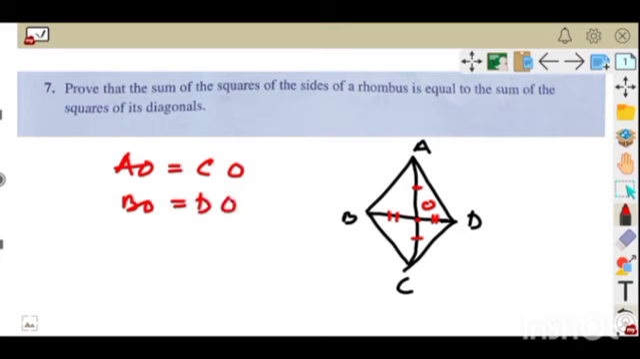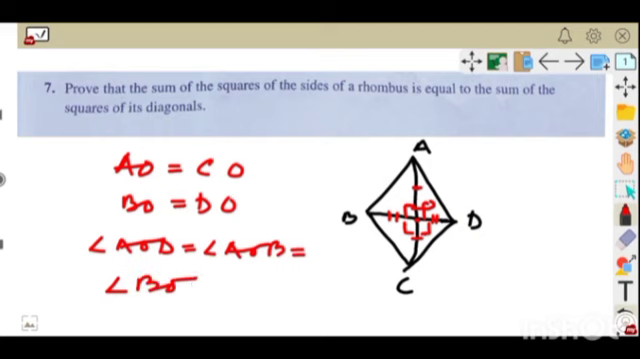And this angle AOB, angle BOC, angle COD, and angle AOD, all these angles will be right angles, 90 degrees. That means angle AOD, angle AOB, angle BOC, angle COD, these all four angles will be how much? 90 degrees each. With this, we'll start the solution.